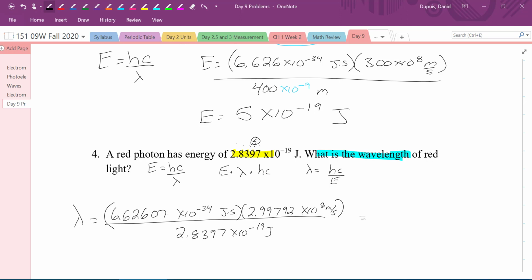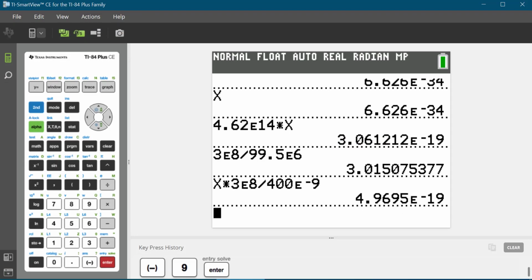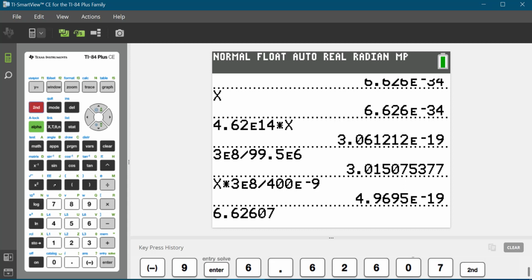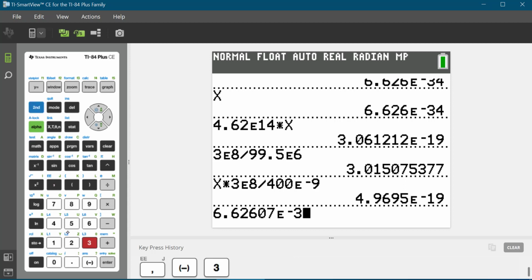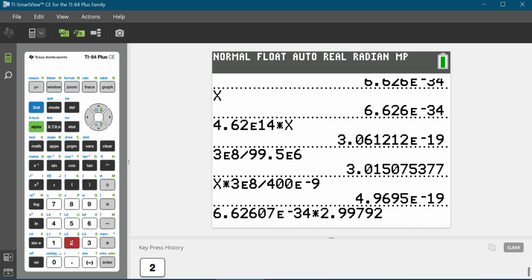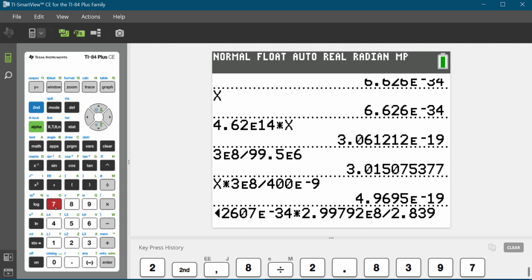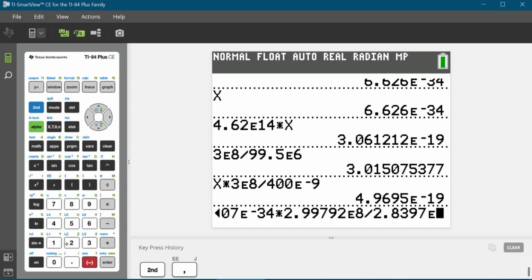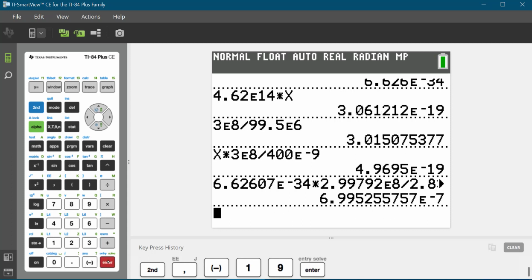All right. So what is my wavelength? I can't use my stored value anymore. I have to use 6.62607 times 10 to the negative 34 times 2.99792 times 10 to the 8, divided by 2.8397 times 10 to the negative 19th. And I get 6.9953, I believe.